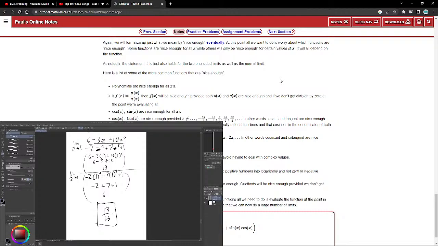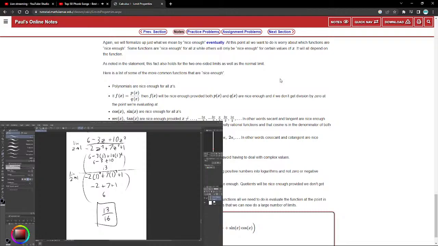To see why, recall that these are both really rational functions and that cosine is in the denominator of both. Then go back up and look at the second bullet above. Okay, I don't know, it's weird.